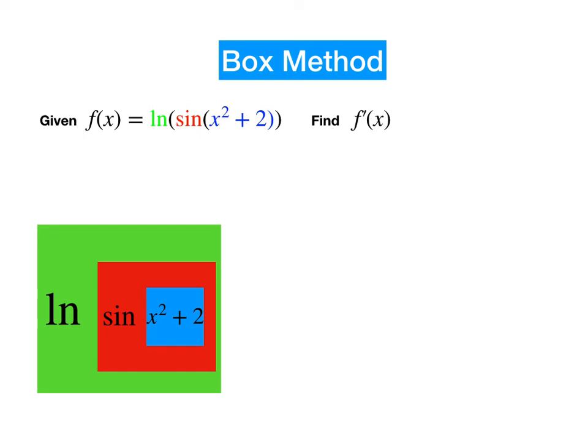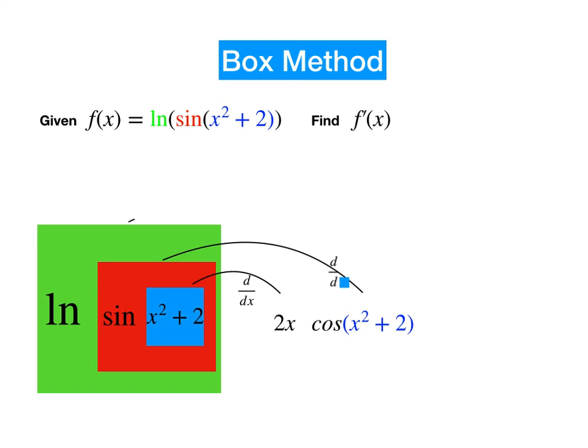To find the derivative of this function, I first find the derivative of the most inner box, which is the blue box. It's going to be 2x, because the derivative of x squared is 2x, and the derivative of 2 is 0. Then I go to the second box, the sine, the red box. I find the derivative of sine, but in terms of the blue box. Whatever function is in the blue box, I have to use that variable. So the derivative of sine is cosine, and I keep the blue box, which is x squared plus 2.